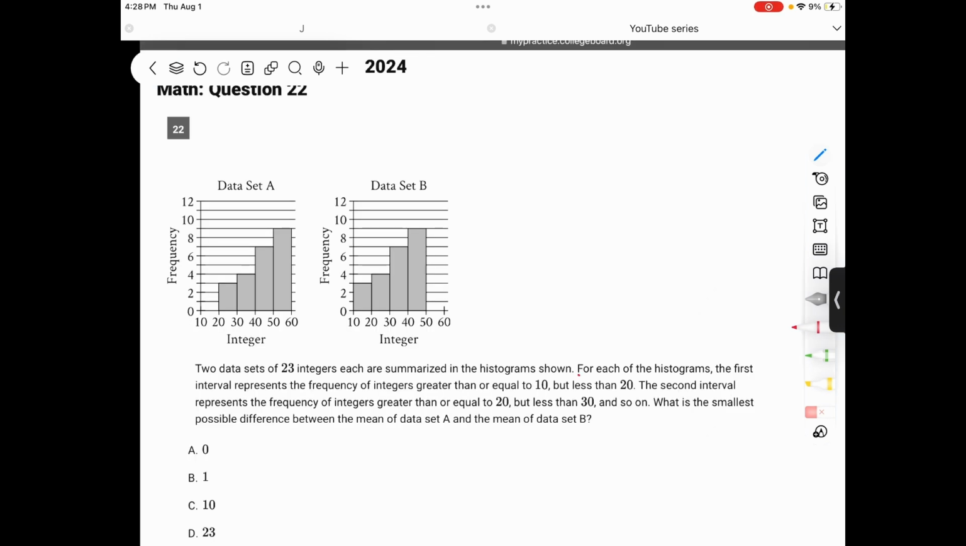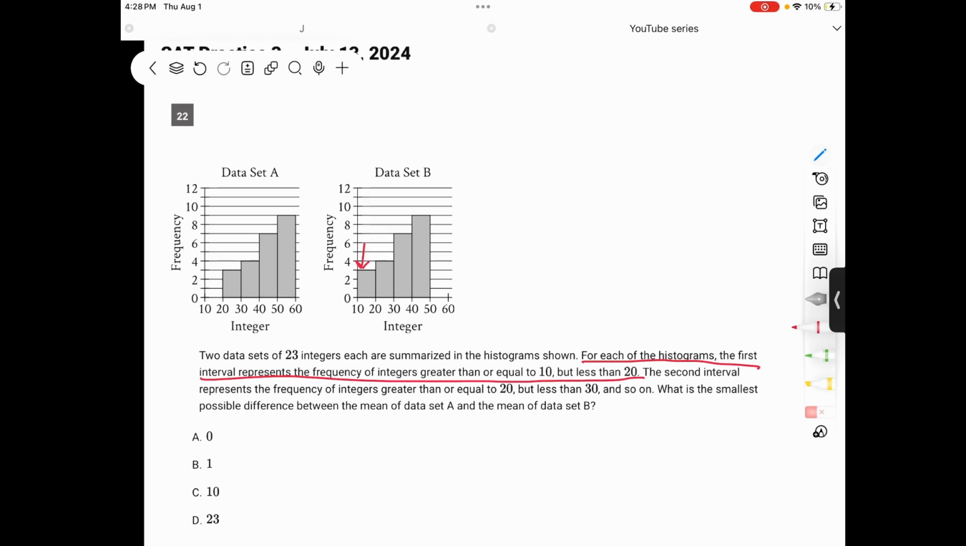So let's try to understand this particular line, the underlined section. For each of the histograms, the first interval represents the frequency of integers greater than or equal to 10, but less than 20. If you look at the first interval, it can contain values from 10 all the way up to 19, as illustrated by this particular line. Since the frequency of this interval is 3, it can contain only 3 values. Now, what are those 3 values going to be?